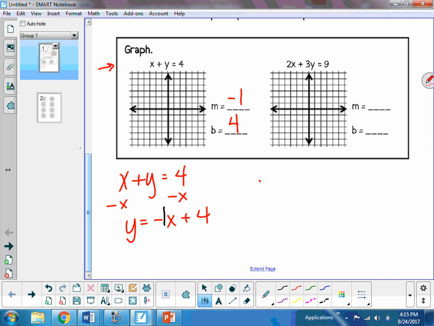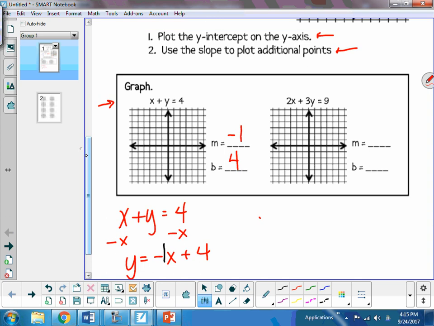Okay, so think about those 2 steps I told you. First thing we're going to do, we're going to plot the y-intercept on the y-axis. So my y-intercept is at 4. So I'm going to count up to 4, plotting that point. Now my slope is -1. It's not a fraction, so don't forget that's really -1 over 1. I can write any number over 1, which means I need to go down 1 and over 1 to place a point. Down 1 and over 1. So now that I have my 2 points, I can draw my line.